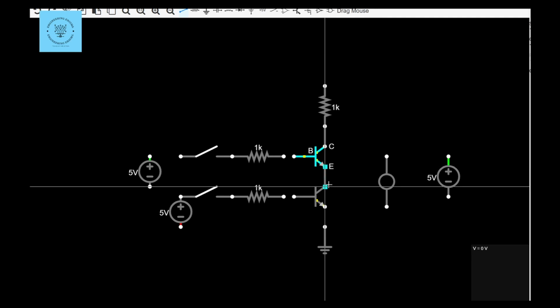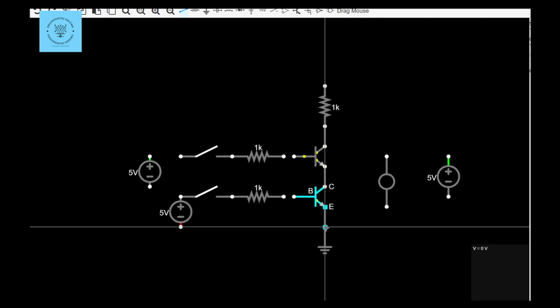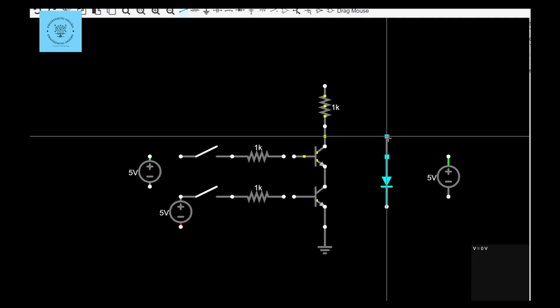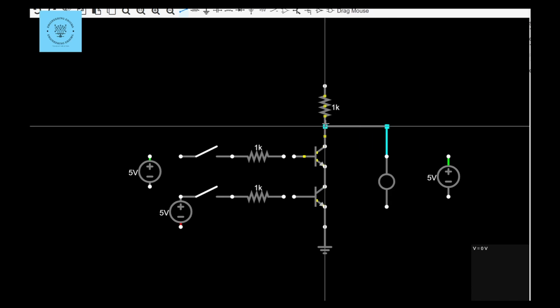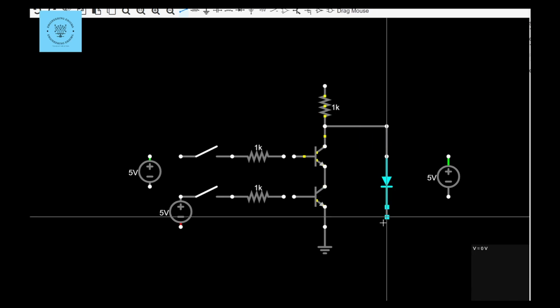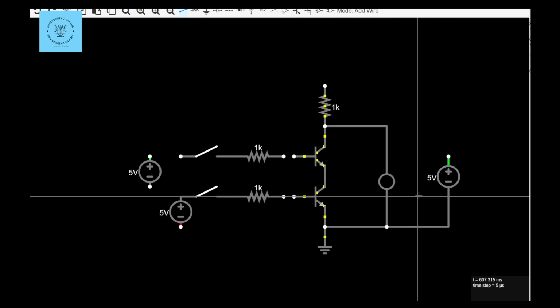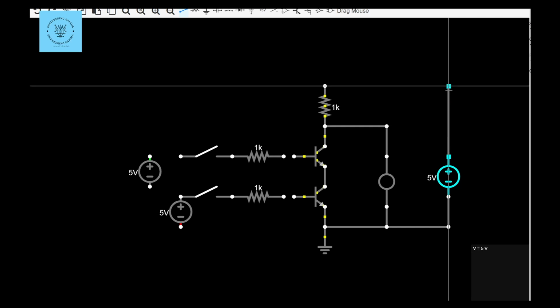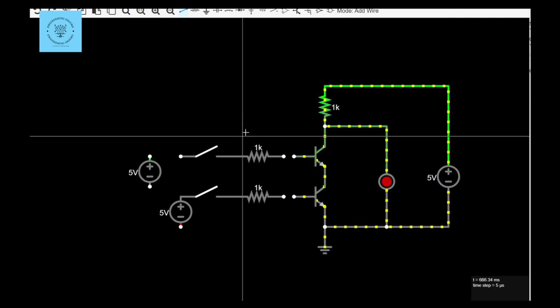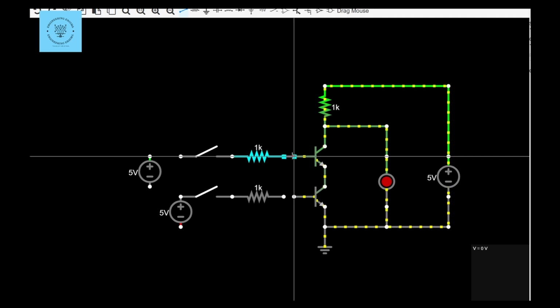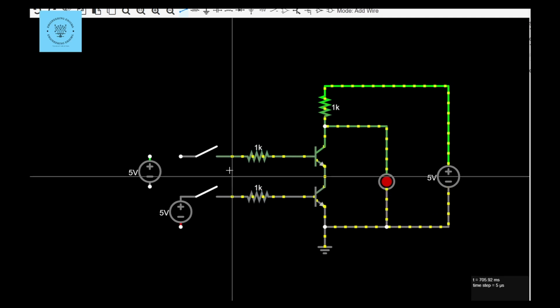In this circuit, we are using 2 NPN transistors connected in series. The collector of the first transistor is connected to the LED and the supply battery through a resistor. The emitter of the first transistor is connected to the collector of the second transistor, and the emitter of the second transistor is connected to ground. The base of the first transistor receives input A through a resistor, and the base of the second transistor receives input B through another resistor.